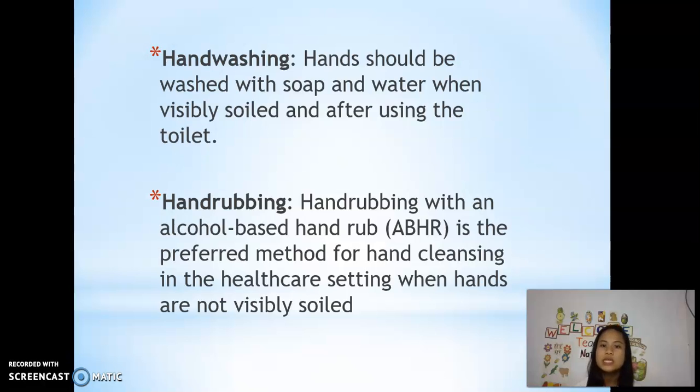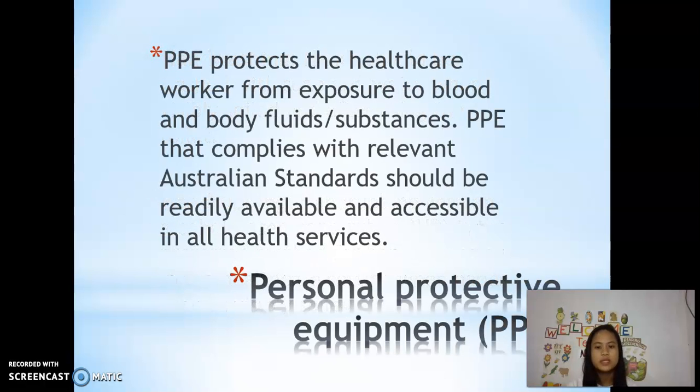Hand washing: hands should be washed with soap and water when visibly soiled and after using the toilet. Hand rubbing with an alcohol-based hand rub is the preferred method for hand cleansing in the healthcare setting when hands are not visibly soiled. Number 2, personal protective equipment or PPE.